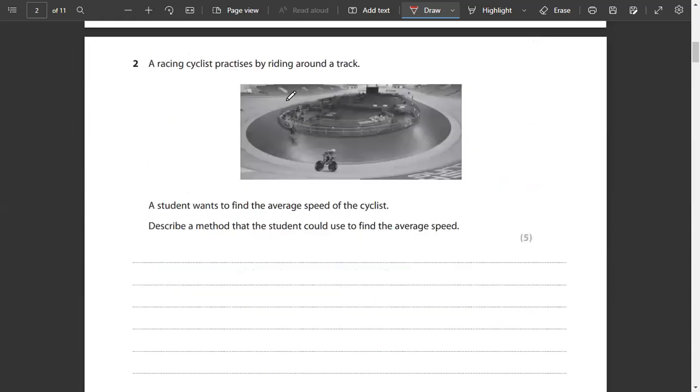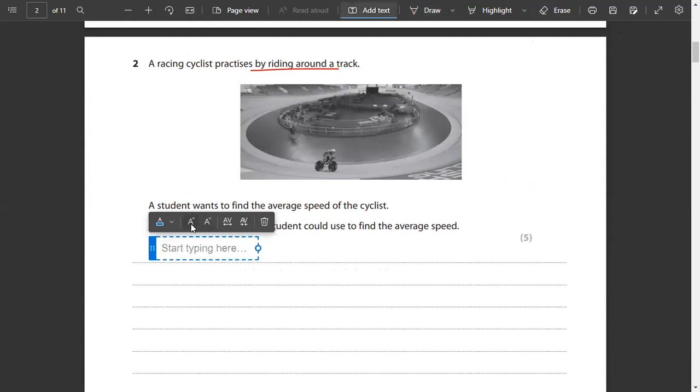Next, we have a theoretical question. Question number 2. A racing cyclist practices by riding around a track. A student wants to find the average speed of the cyclist. Describe a method that the student could use to find the average speed. So, average speed का कैसे हम एक experiment बता सकते हैं? Now, we are going to describe a whole method जिस तरह वो जो student है, he can find the average speed. So, what do we need for average speed?